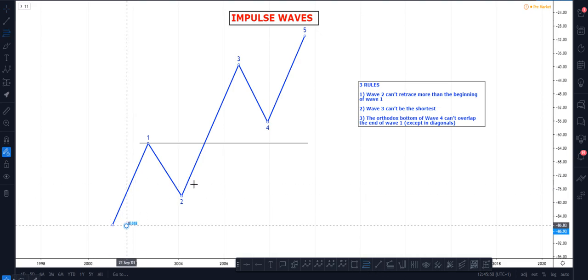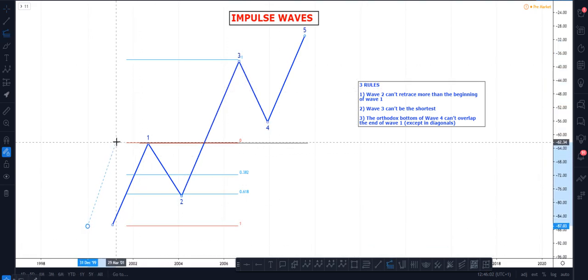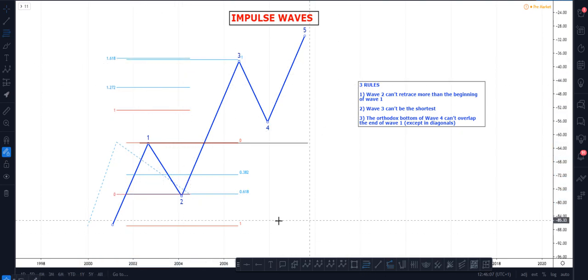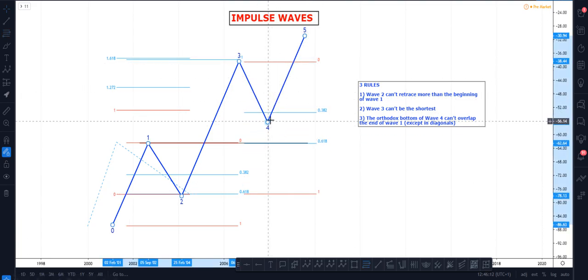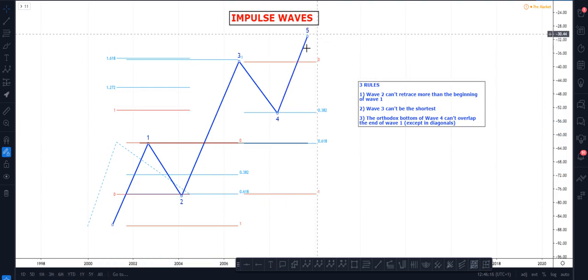About this impulse, most of the time the classic is that wave 2 is going to retrace to the 618 level. Wave 3 is going to reach a 1618 extension of wave 1, something like this. Wave 4 typically is going to retrace to the 382. Sometimes it can be to the 0.5 level. And most of the time your wave 5 is going to be of a similar length as your wave 1. So let's see some examples.